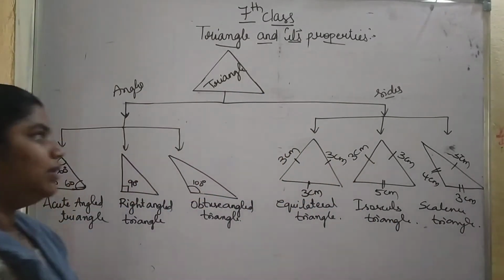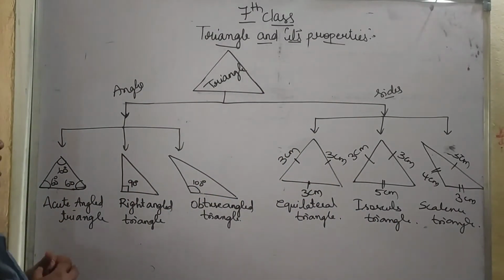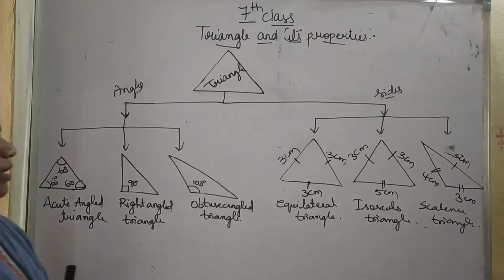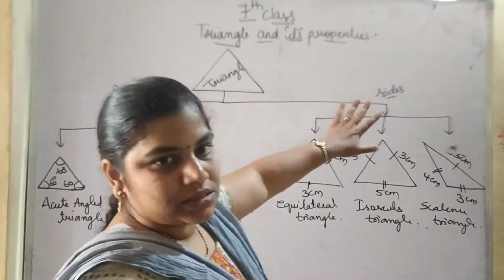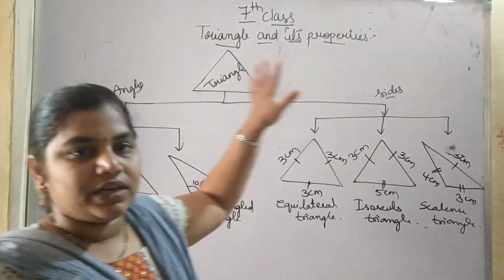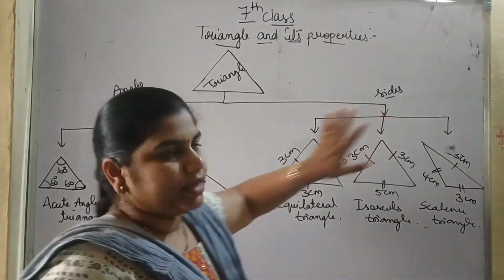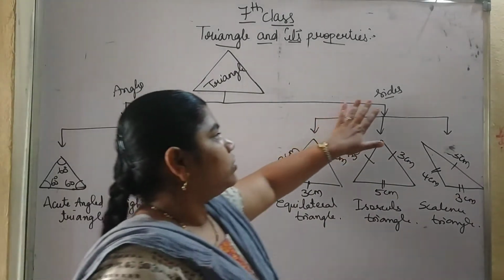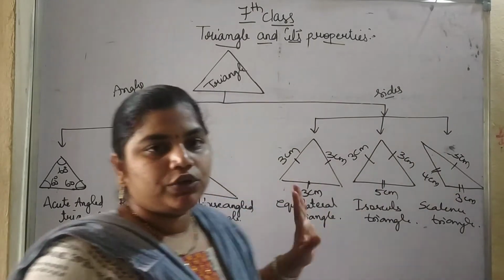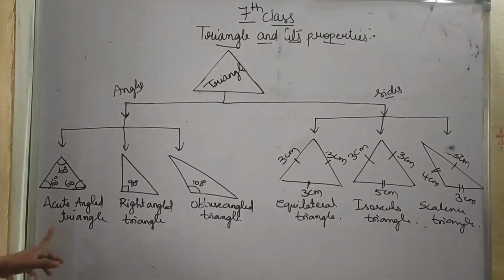Okay, so these are the triangles based on sides and also on angles. So once again, see, this triangle has been divided into two parts. One is based on angles and another is based on sides. Based on angles it has been divided into three parts. Based on sides also it has been divided into three parts. Based on angles, the first one is acute angle triangle. Acute angle triangle means all angles should be less than 90.